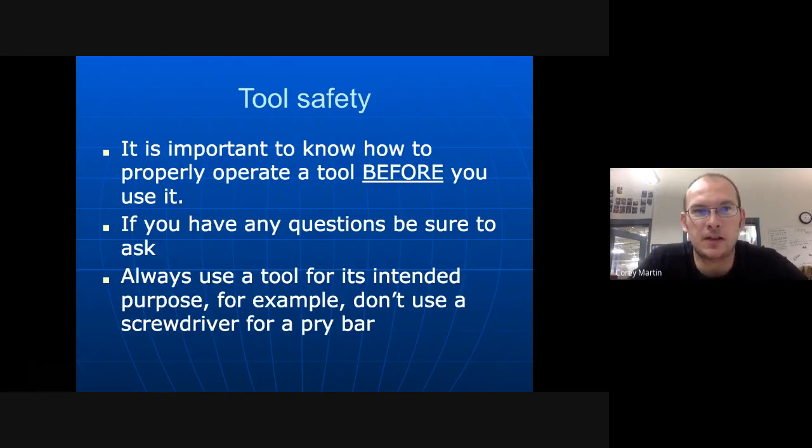Okay, so tool safety. Number one, it is important to know how to properly operate a tool before you use it. Now, if it's something simple like a screwdriver or a wrench or a ratchet, those things are pretty self-explanatory. Most students who take this class have used that in some way, shape, or form in the past. If you have never used a screwdriver, or if you don't know the difference between a Phillips head and a flathead, that's okay. I would be glad to explain that to you. But there's really not a lot of safety issues that go along with using the wrong screwdriver. But there are plenty of pieces of equipment where safety can become a factor.